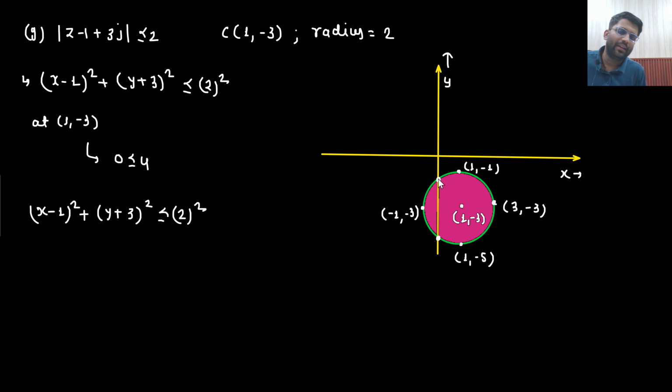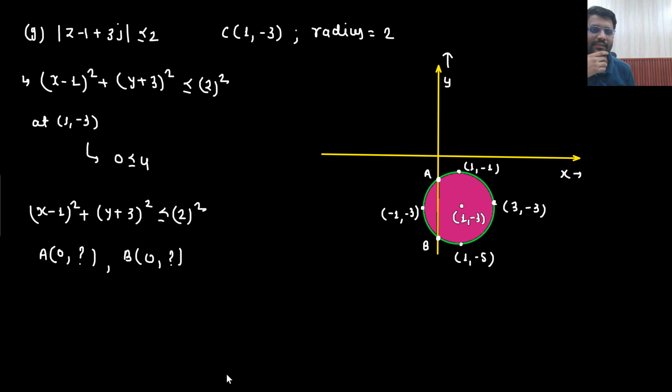Now someone is asking me to find these points, point A and point B. So I know one thing, that at point A the value of x would be 0. Sir, the y value I don't know. And at point B, sir, the value of x will be 0 only. The value of x will be surely 0. The y value I don't know. Is that understandable to you?